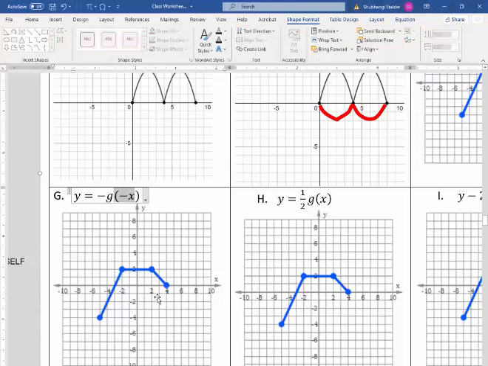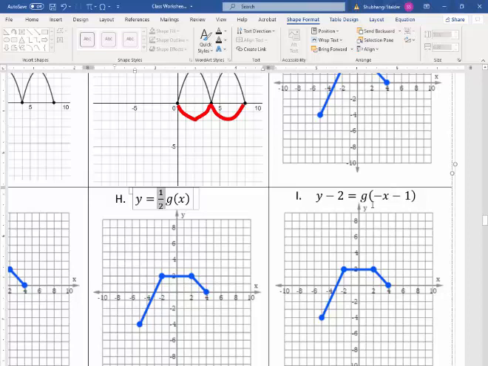Flip it. Left, right? Yeah. And this negative will make it go up, down. Very good. No, down. Yeah, upside down, right? Okay, you got it. What about this half? We'll compress it. Very good. Twice as much. You got it. And what about this one?